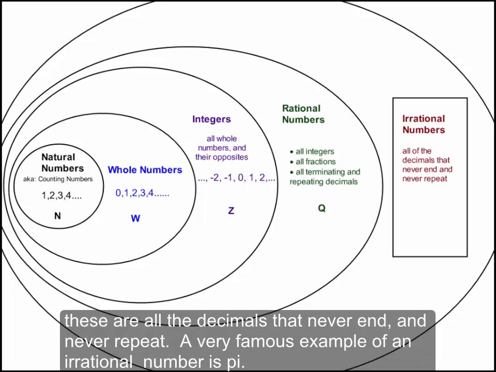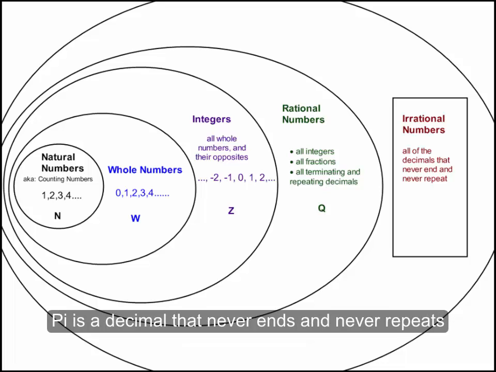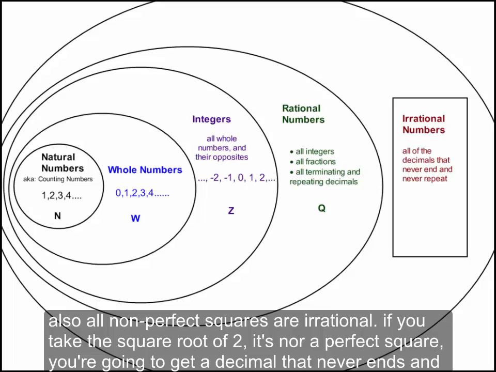These are all of the decimals that never end and never repeat. A very famous example of an irrational number is pi. Pi is a decimal that never ends and never repeats. Also, all non-perfect squares are irrational. If you take the square root of 2, it's not a perfect square, you're going to get a decimal that never ends and never repeats.